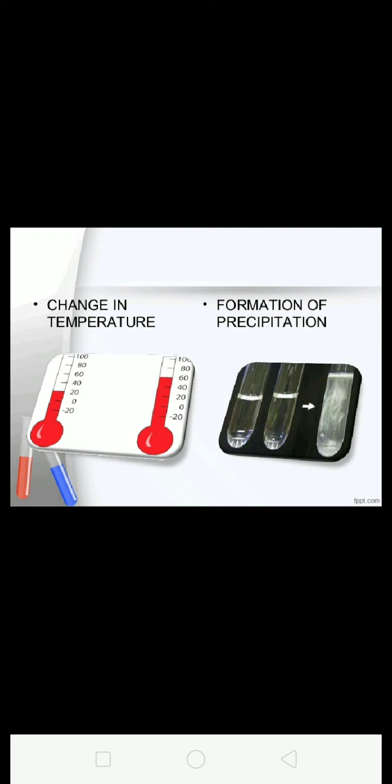So if you see here, I have given an illustration in a diagram where you see two glass test tubes. They contain clear solution. But when you mix those, you see cloudiness being formed in the third test tube. It's because of the formation of an insoluble substance that's called a precipitate.